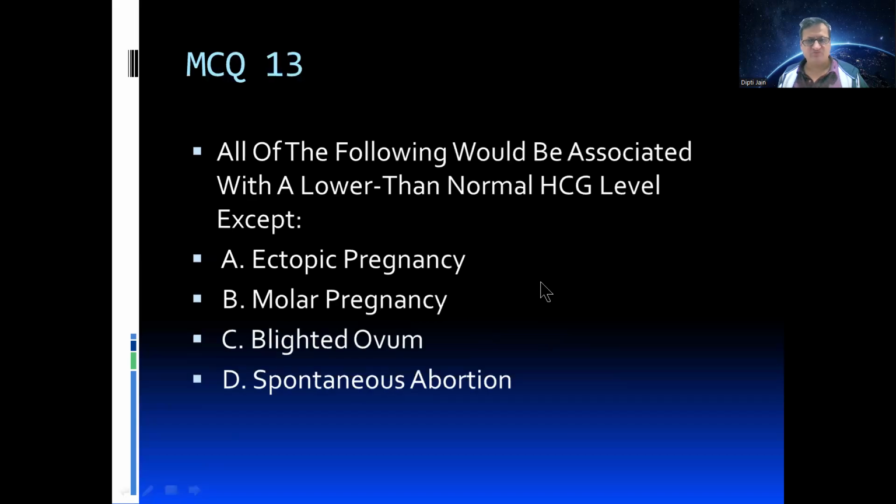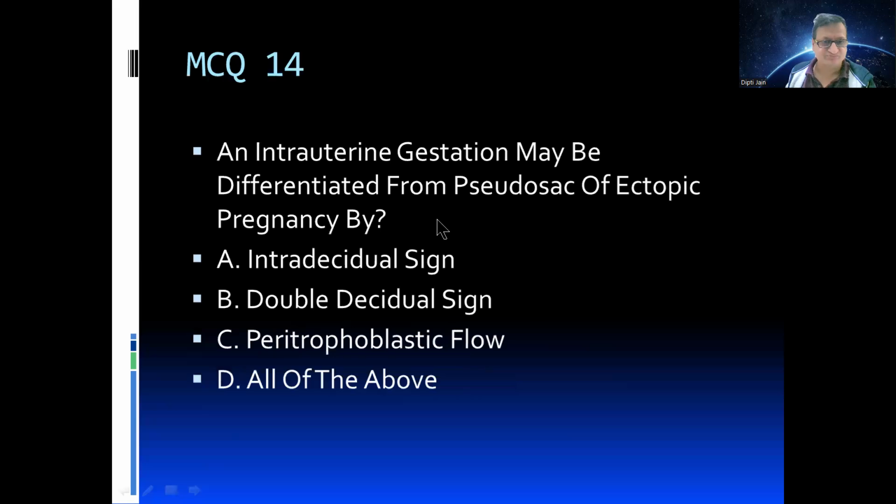All of the following would be associated with the lower than normal HCG level except. So which is having the higher level of the HCG level? Molar pregnancy will usually have a higher level of the HCG level, and ectopic pregnancy, blighted ovum, and spontaneous abortion will have lower than the normal HCG level. So answer is molar pregnancy.